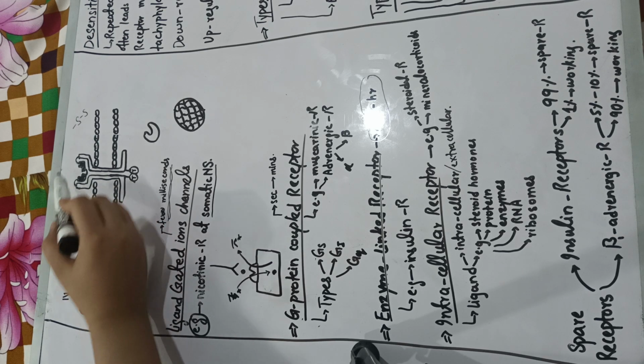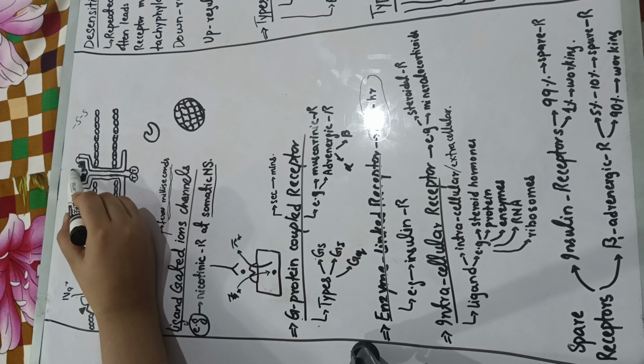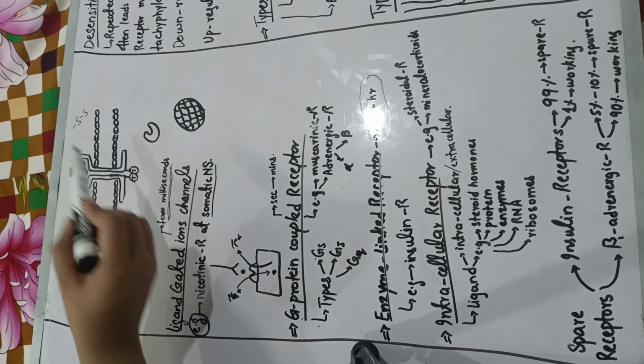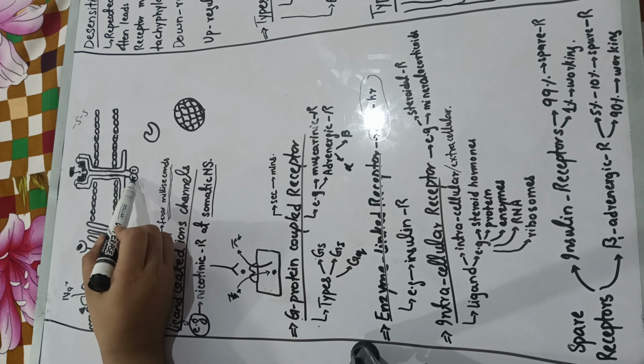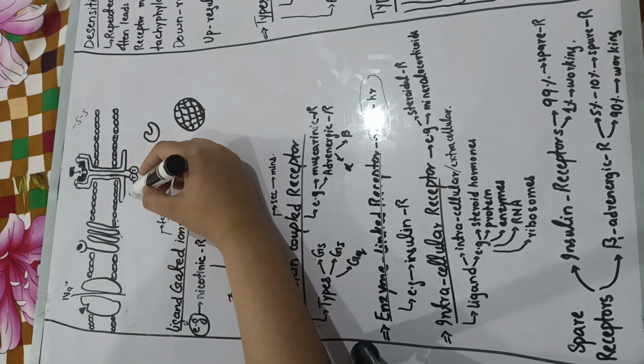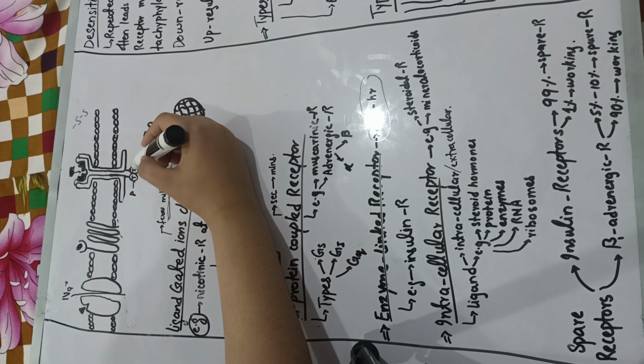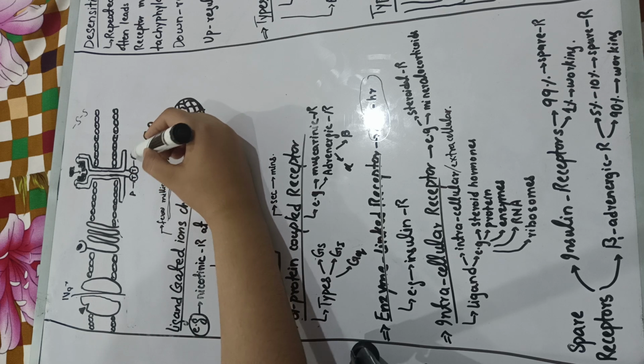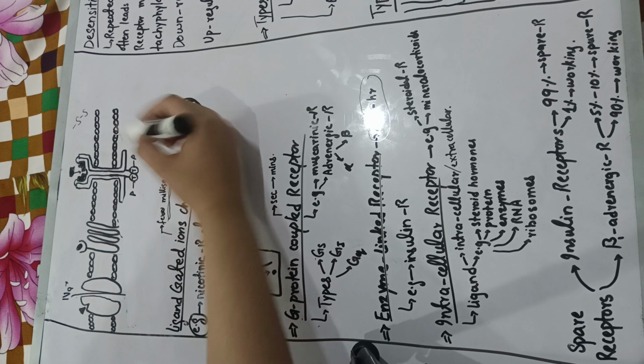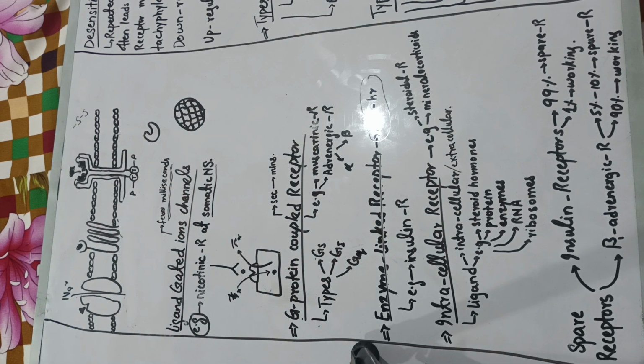Now what will happen whenever a ligand comes? Let's suppose this is the ligand of this particular receptor. This ligand comes, binds with it, and after the binding, what will happen? The tyrosine gets phosphorylated, meaning a phosphate group will attach with it. Both of these tyrosines get phosphorylated. And one thing which is explained in your book is that both subunits attach themselves.